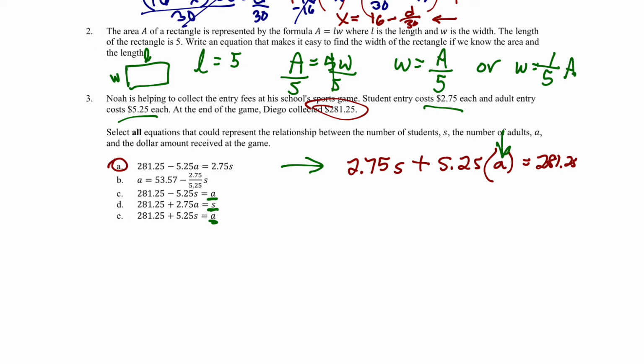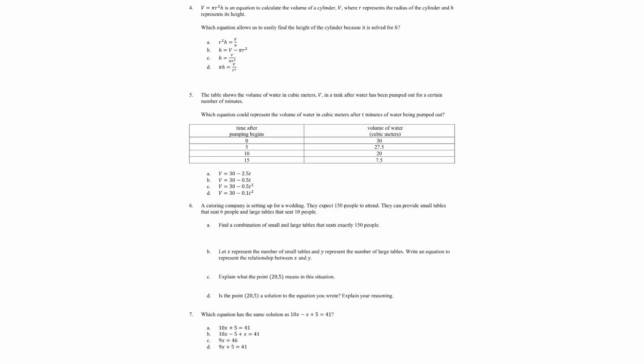Right, notice that A is being multiplied by something here, okay? Which should give you a hint about what another equation might look like when you're solving for A. All right, so number 3, I want you to go back and look and see what are all the equations that could represent the relationship between the number of students and adults.